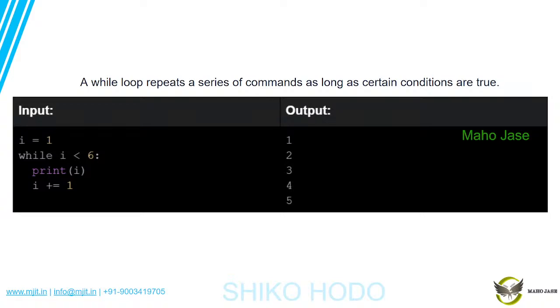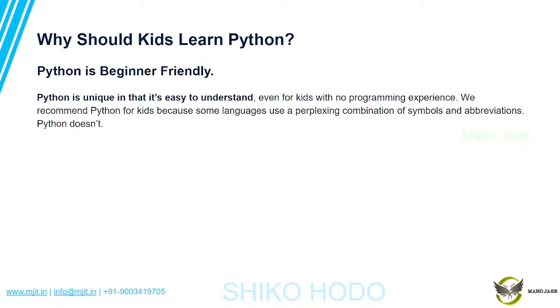And then a while loop, which means, for example, you have 5 chocolates and you want to distribute them to 6 children. What you would do, you would distribute up to 5 because you don't have extra chocolates, so you won't be able to give one to the sixth friend. So in this way, a while loop runs up to 5, and then it would stop at 6 because you don't have any more chocolate to distribute to the sixth person. So why should kids learn Python? Because it's unique and it is easy to understand.